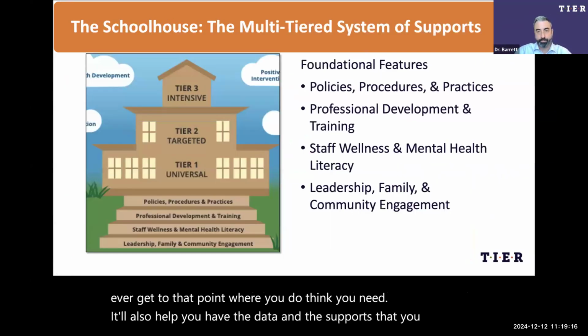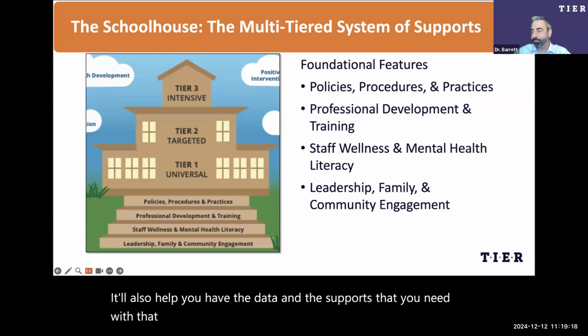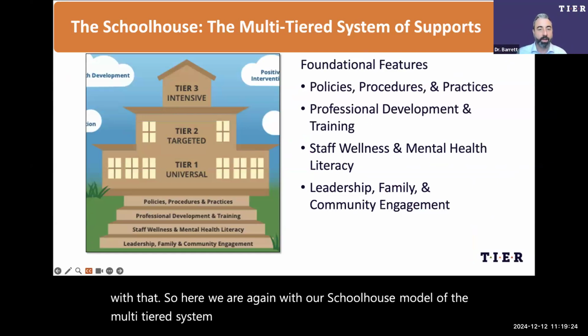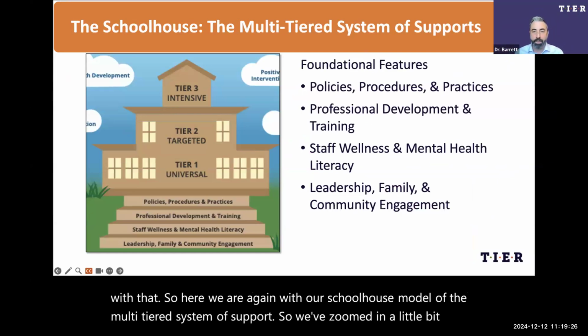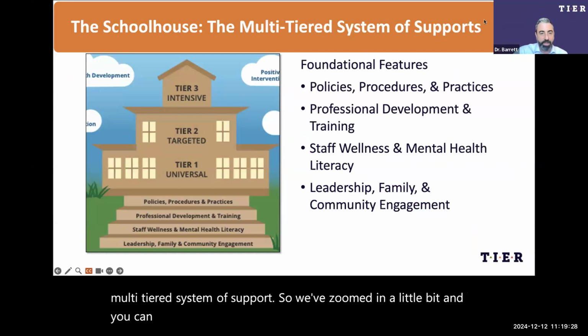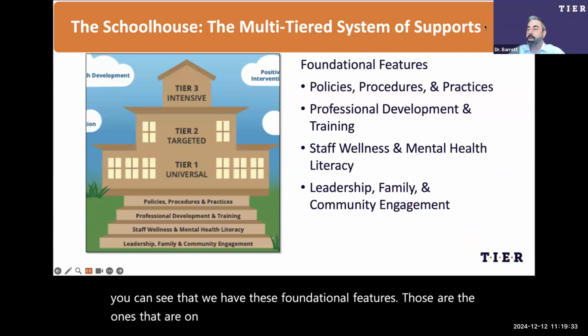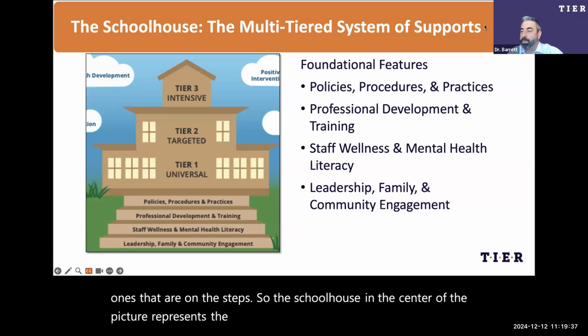So here we are again with our schoolhouse model of the multi-tiered system of support. So we've zoomed in a little bit, and you can see that we have these foundational features. Those are the ones that are on the steps. So the schoolhouse in the center of the picture represents the multi-tiered system of supports. And that outlines the structure of the school mental health system.